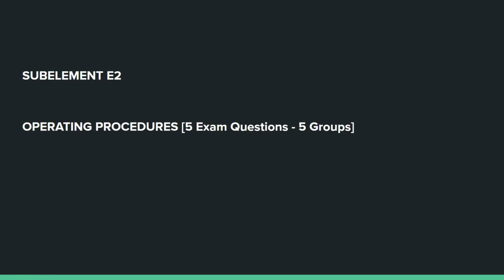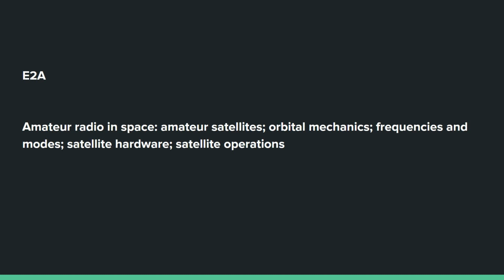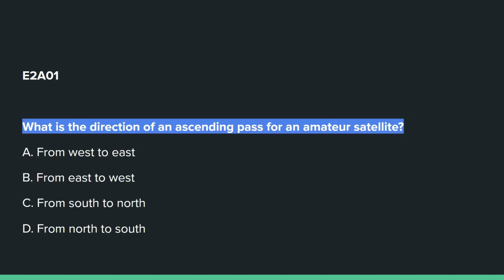Continuing with sub-element E2, operating procedures. 5 exam questions come from the 5 groups located in this sub-element. E2A covers amateur radio in space, amateur satellites, orbital mechanics, frequencies and modes, satellite hardware, and satellite operations.